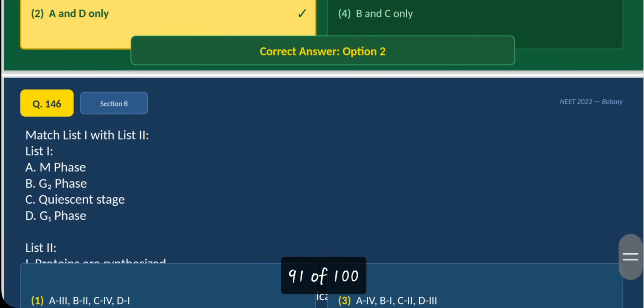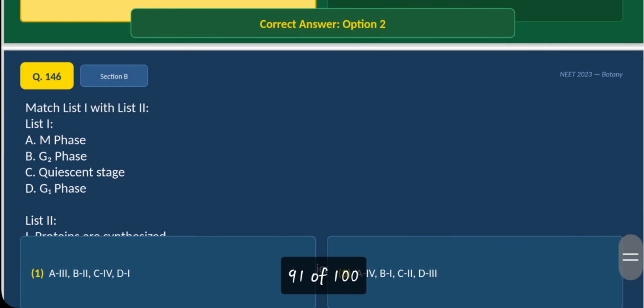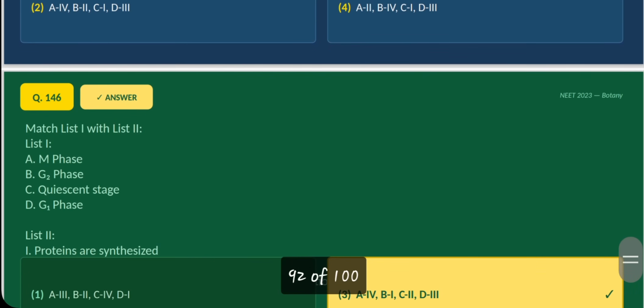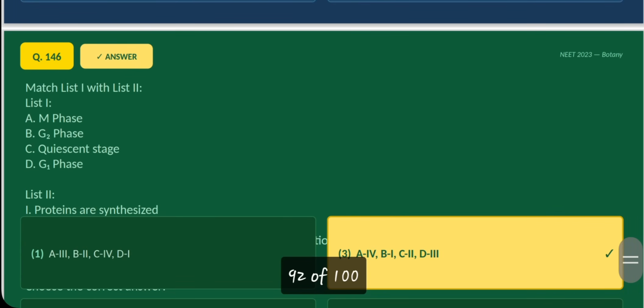Match the list. M phase, the cell division stage, mitotic phase. G2 phase, there is synthesis of RNA and proteins and completion of it. Quiescent stage, they exit G0 phase and enter into a non-proliferative stage but metabolically active. G1 phase, RNA and proteins are synthesized. Okay, the correct answers are A4, B1.